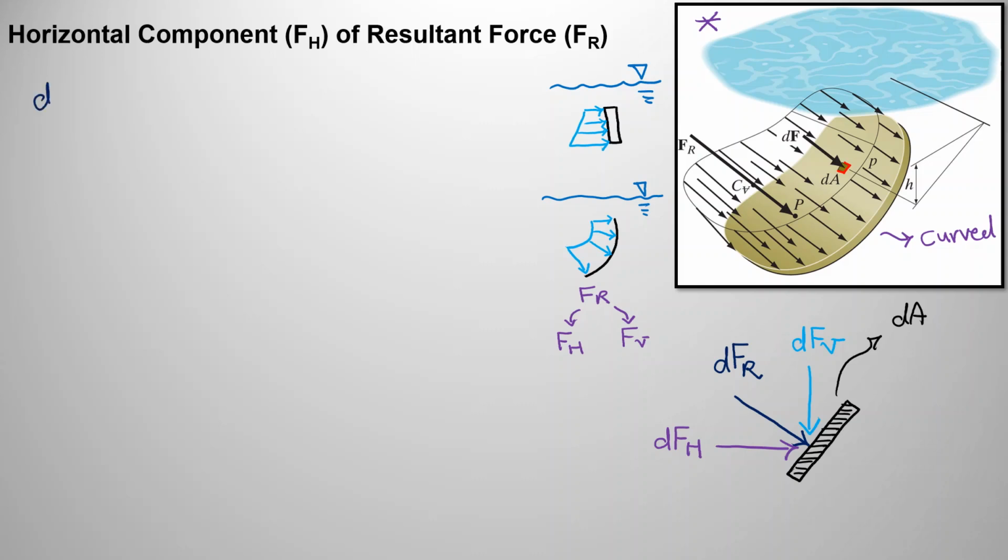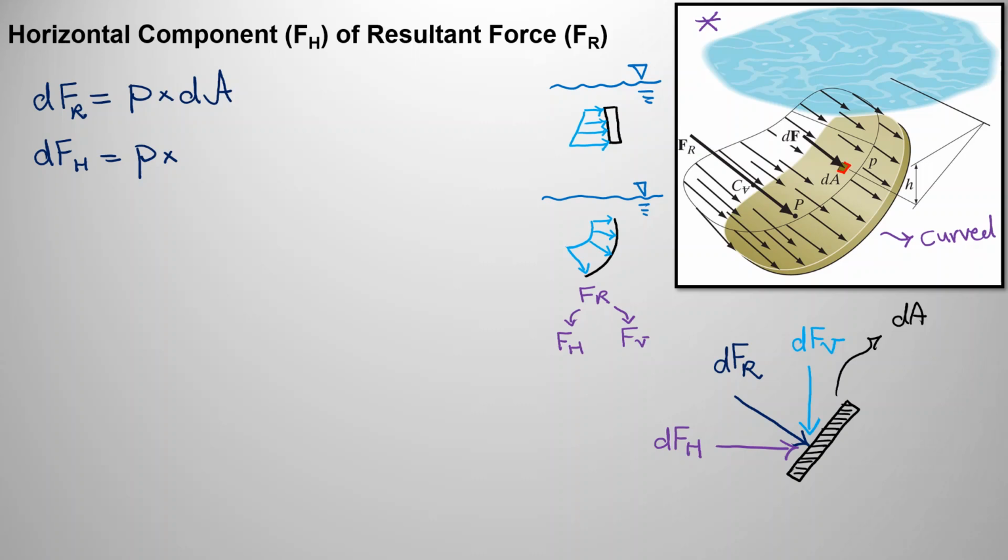So dF is equal to pressure at that point times dA. Now, if I want to calculate dFH, and this is the Fr, the resultant force, it would be pressure at that point times, all right. Now, because this is going to be the horizontal force, I need to find out the basically projected area onto the vertical plane. What do I mean by that?